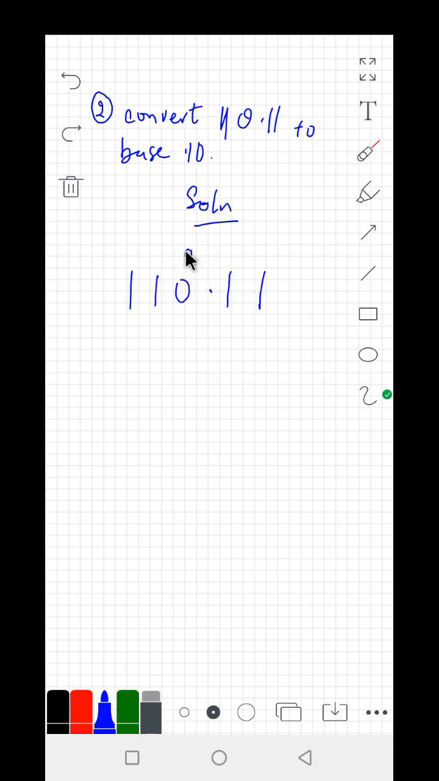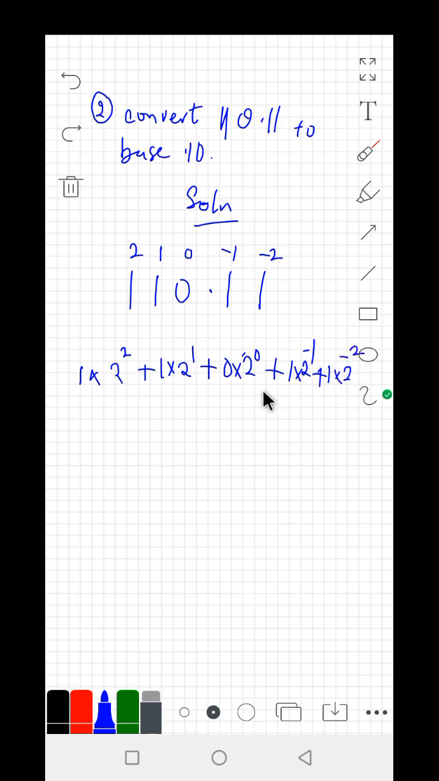This comes with the power of 0, 1, 2. This is the whole number side. Then this decimal side starts with -1, -2. Okay, so this will be what? 1 times 2 raised to power 2 plus 1 times 2 raised to power 1 plus 0 times 2 raised to power 0 plus 1 times 2 raised to power -1 plus 1 times 2 raised to power -2.